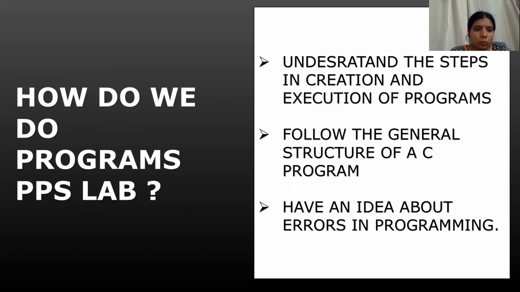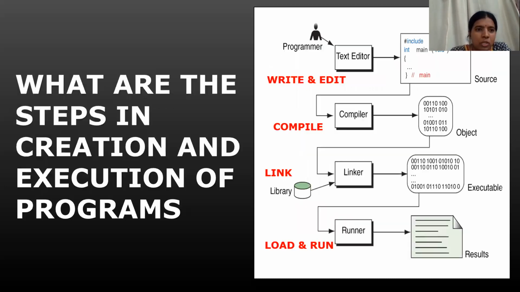So how do we do programs in PPS Lab? We know how we are supposed to approach. First of all, from the theory of PPS, understand the steps for creation and execution of programs. What are the steps to create and execute programs? Understand that. Follow the general structure of a C program, and also have an idea of the errors we come across in programming, and then go and execute your programs. So let's go to step one. What are the steps in creating and executing programs?